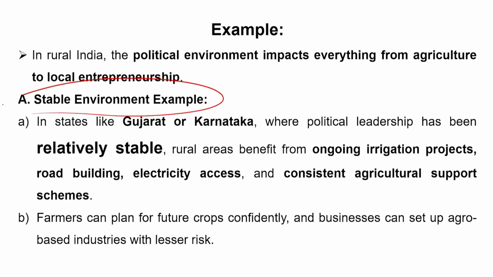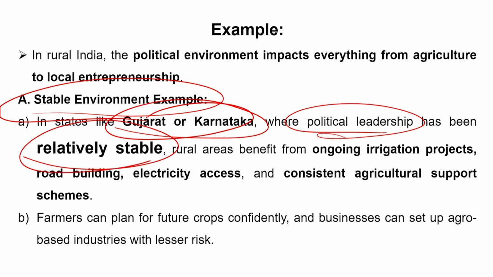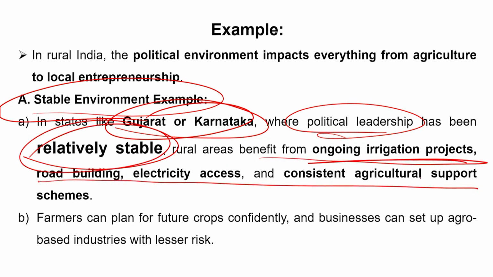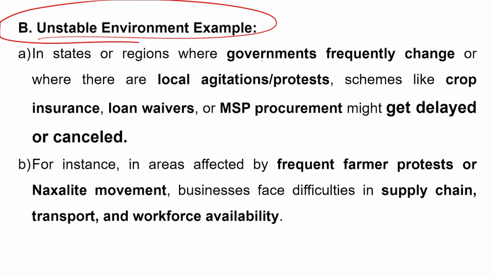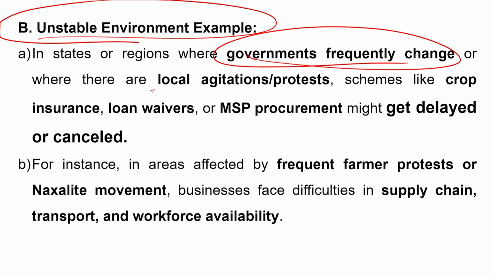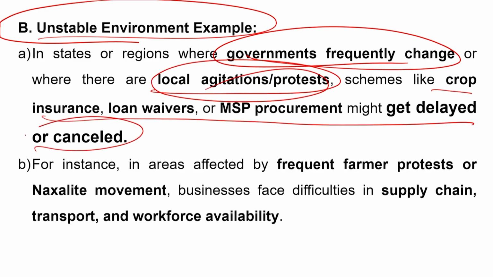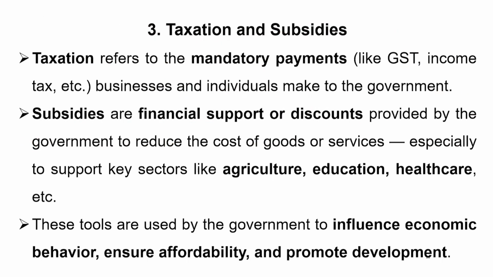A stable government example: if you take Gujarat and Karnataka, where political leadership has been relatively stable, the areas benefit from ongoing irrigation projects, roads and schemes. And where it is unstable, the government changes frequently, there are local agitations, and schemes like crop insurance get delayed or cancelled. Because a new government will come, maybe they will launch new policies, and who will suffer? The customer will be the sufferer.